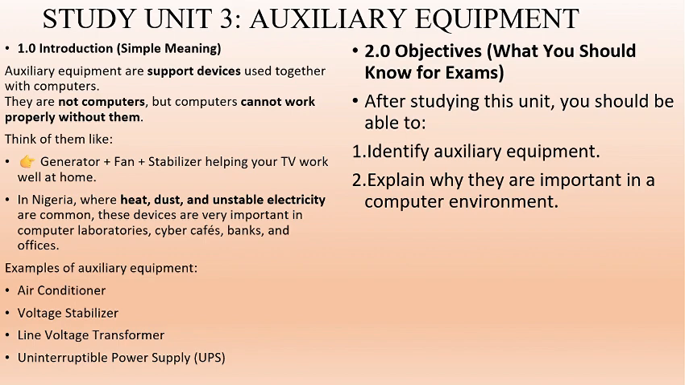So auxiliary equipment are support devices used together with a computer. The computer is the main thing, while the auxiliary equipment are there to support the device. They are like extras, like add-ons that help the computer work well. They are not computers at all, but computers cannot work properly without them. See the word properly. It is not that the computer will not work without them, but it cannot work properly without them.